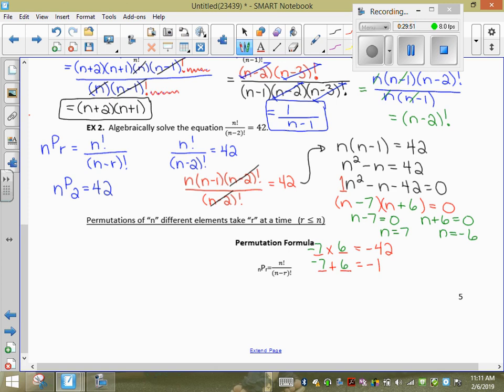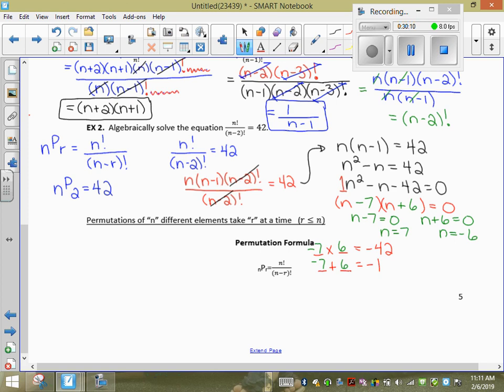So if I take this negative 6 and I plug it in here, negative 6 P 2, does that even make sense? Would your calculator be like, yeah, I'll give you an answer? No, it would be error. Okay. So if I plug this into here, I could check it. Negative 6 factorial. Is there such a thing as negative 6 factorial?